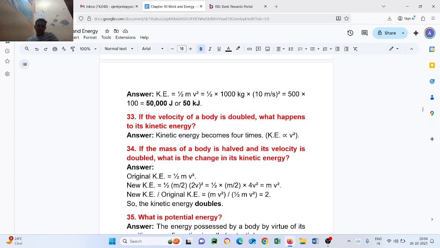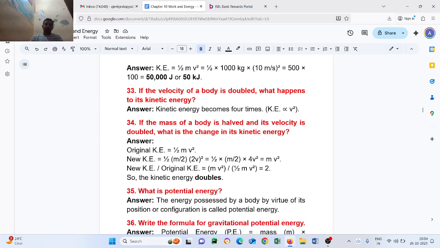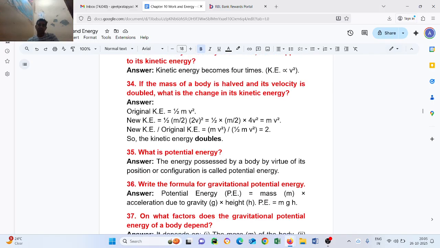Question number 34. If the mass of a body is halved and its velocity is doubled, what is the change in its kinetic energy? Answer: original KE equals half mv squared. New KE equals half multiplied by m upon 2 multiplied by 4v squared, equals mv squared. New kinetic energy upon original KE equals mv squared upon half mv squared, equals 2. So the kinetic energy doubles.